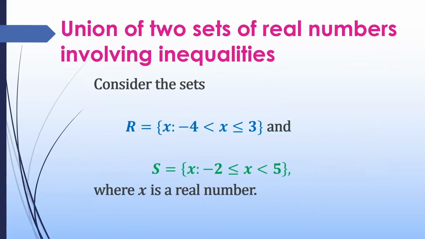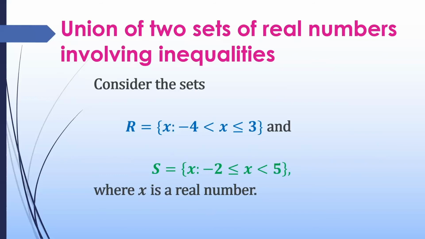Now, union. What does union mean? Suppose I have two sets, A and B. What would be A union B? A union B would be all the elements found in set A and also the elements found in set B. We take all the elements found in set A and all the elements found in set B. So let us look at this.